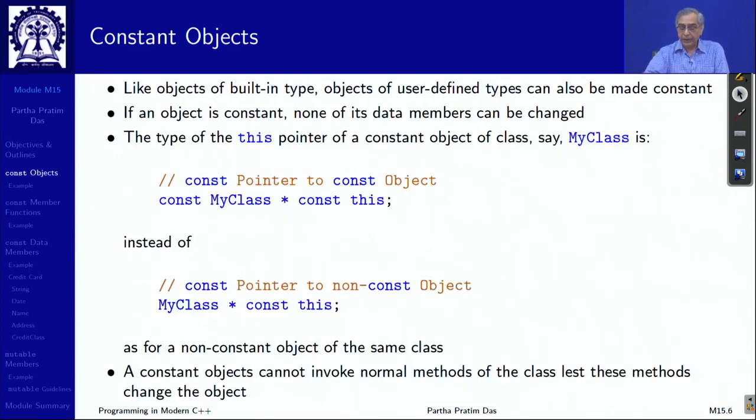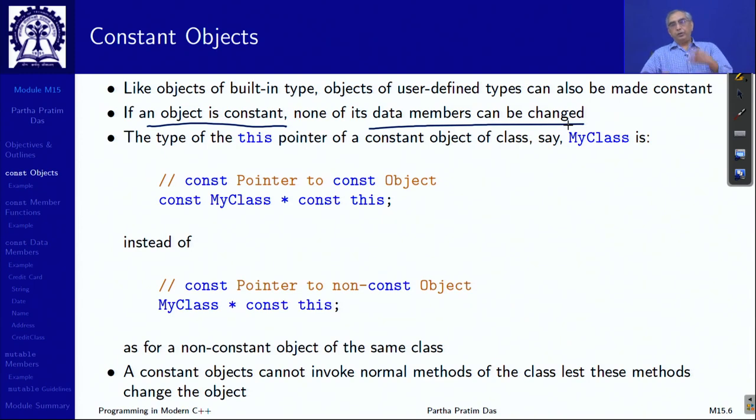So, a constant object is an object which cannot be changed, right? Like user defined types, any object can be made constant, and an object is constant simply means that its state cannot change. Nothing can change in that object in terms of the data members.